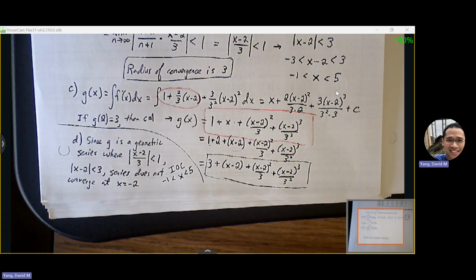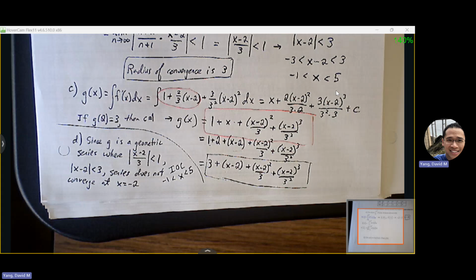And then part D, we know our potential interval is from -1 to 5. We can test -1 to 5, neither of them converges, so obviously -2 is outside of our interval. Yeah, thanks for clearing some of that up for us. Any other questions?